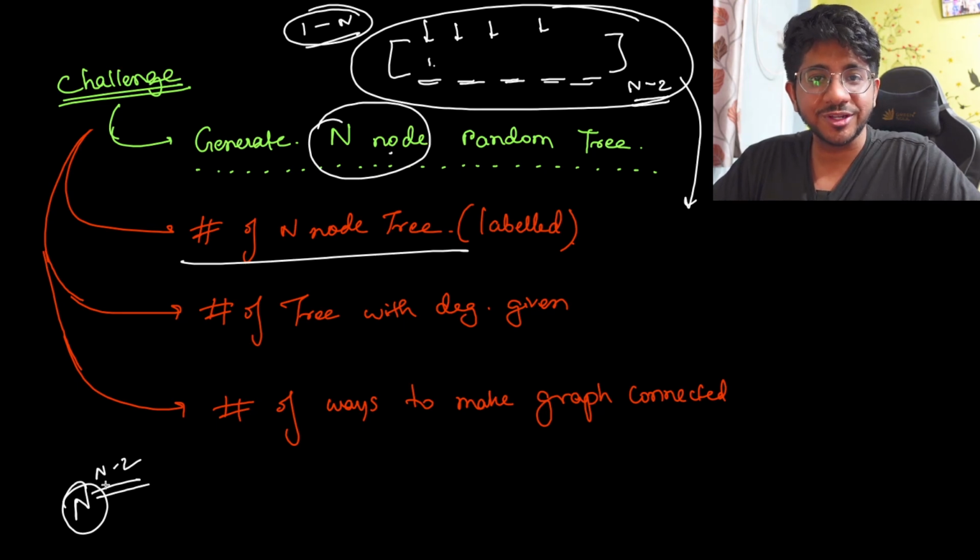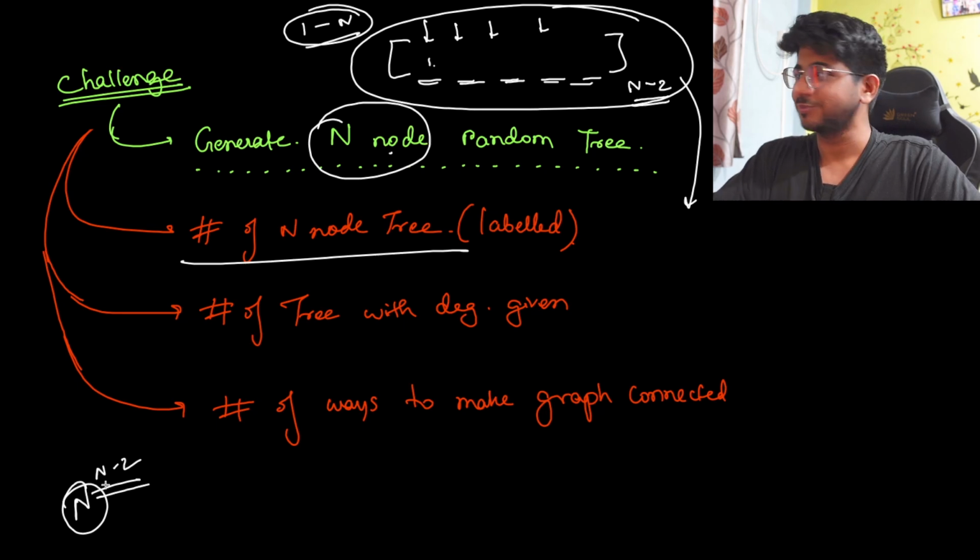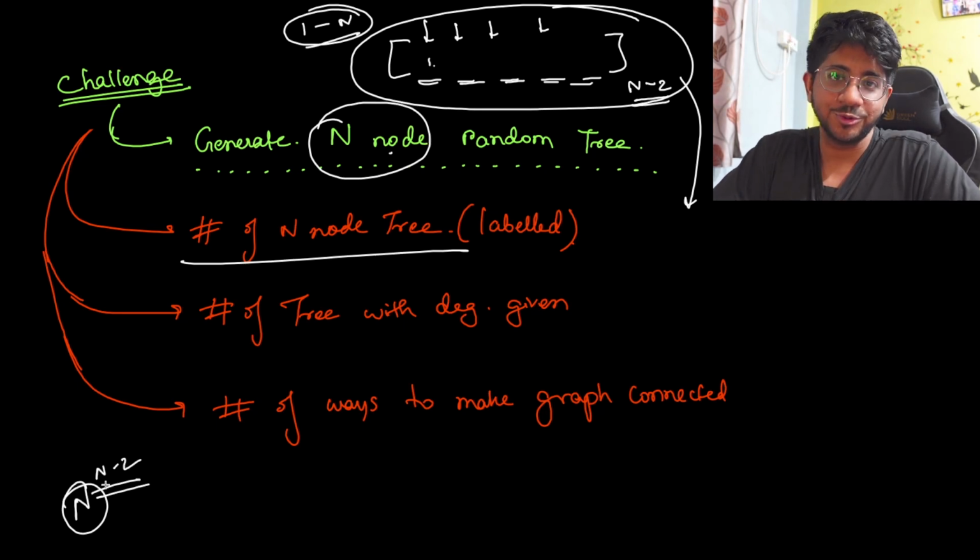Every Prufer code that you generate of n minus 2 length corresponds to a unique tree. That's another interesting property. This is called Cayley's formula. If you want to read more about it, you can search for it. But basically, the number of labeled trees of n nodes is n to the power n minus 2. And now you know a way to generate random trees too, right?